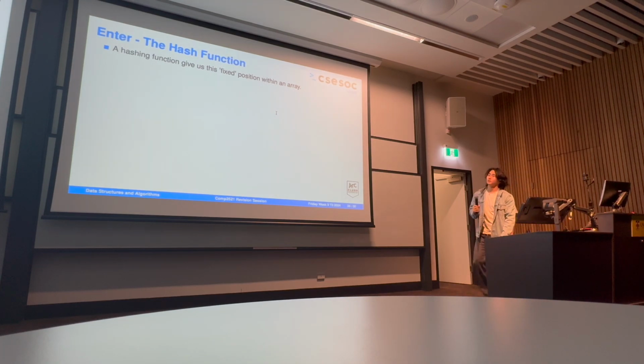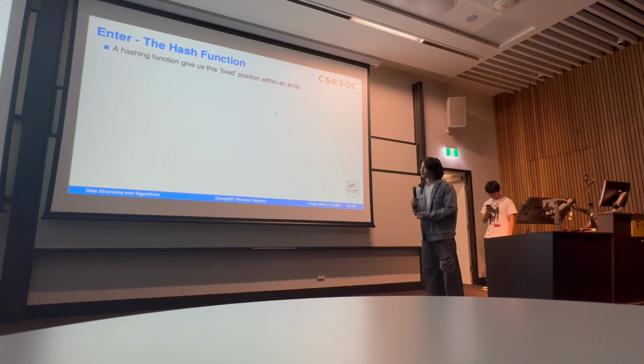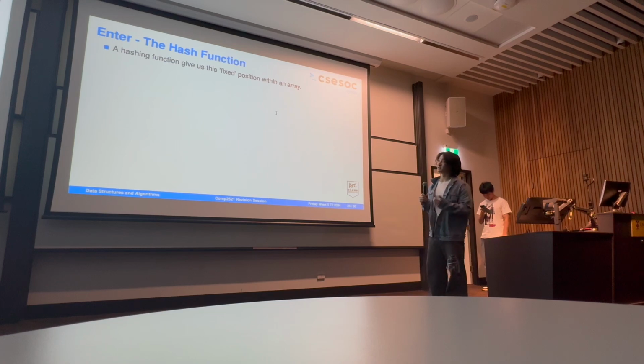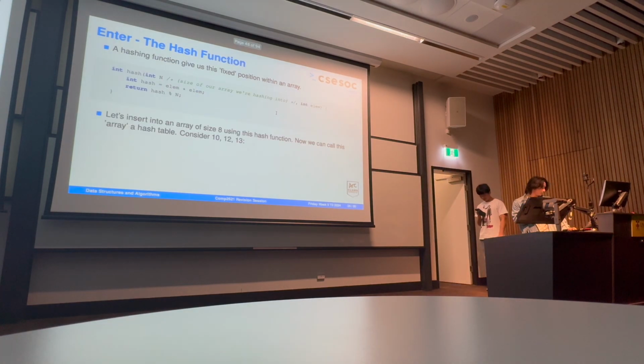So to do this, we need a hashing function. A hashing function gives us a fixed position within an array. Here's an example. We have this hashing function, which is just element squared mod n, where n is the size.